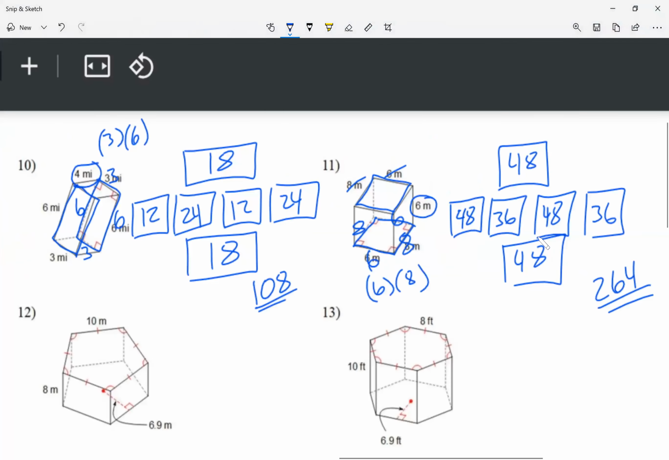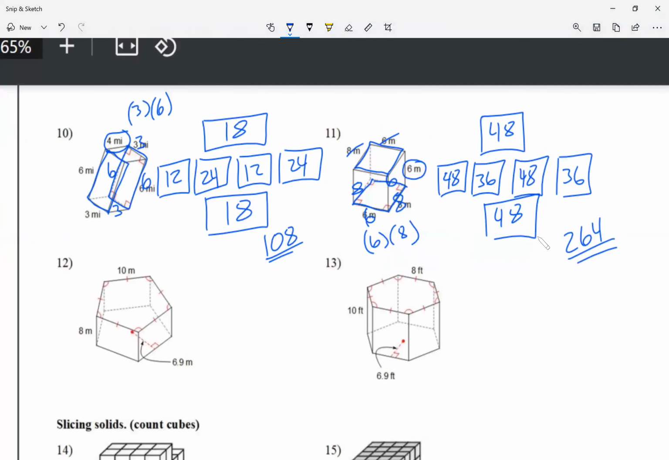So remember, look at this as two bases, and then the rest are rectangles. The number of rectangles in the center is equal to the number of sides of the bases. So the bases have four sides, and there are four rectangles in the center.